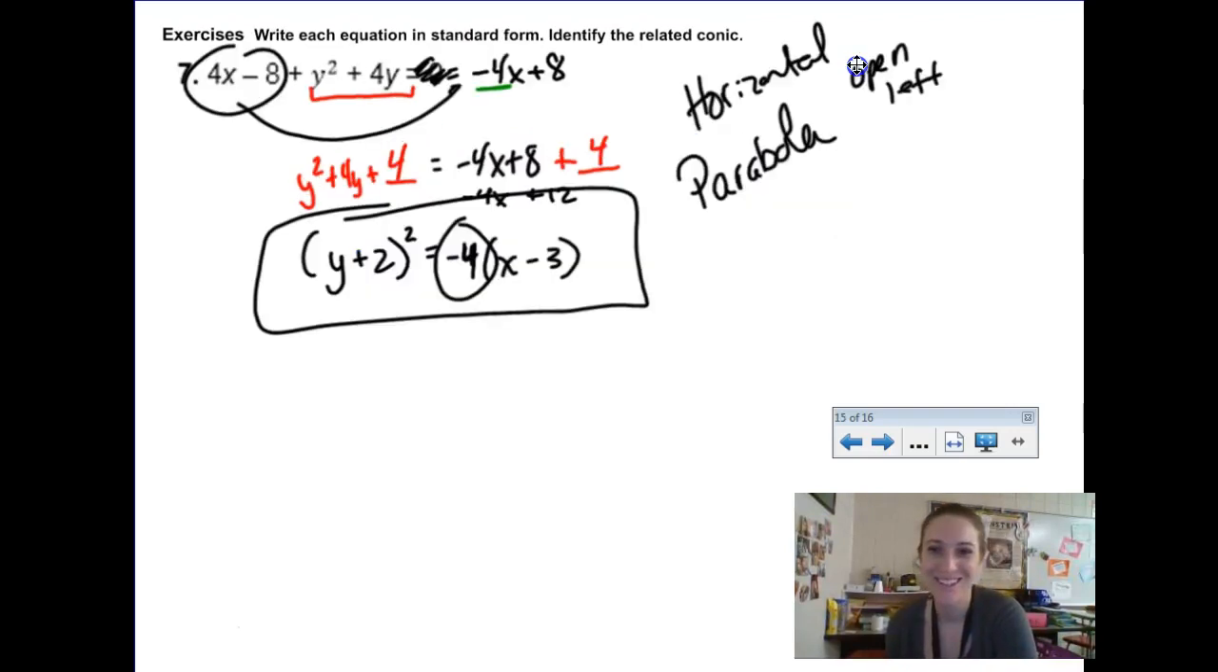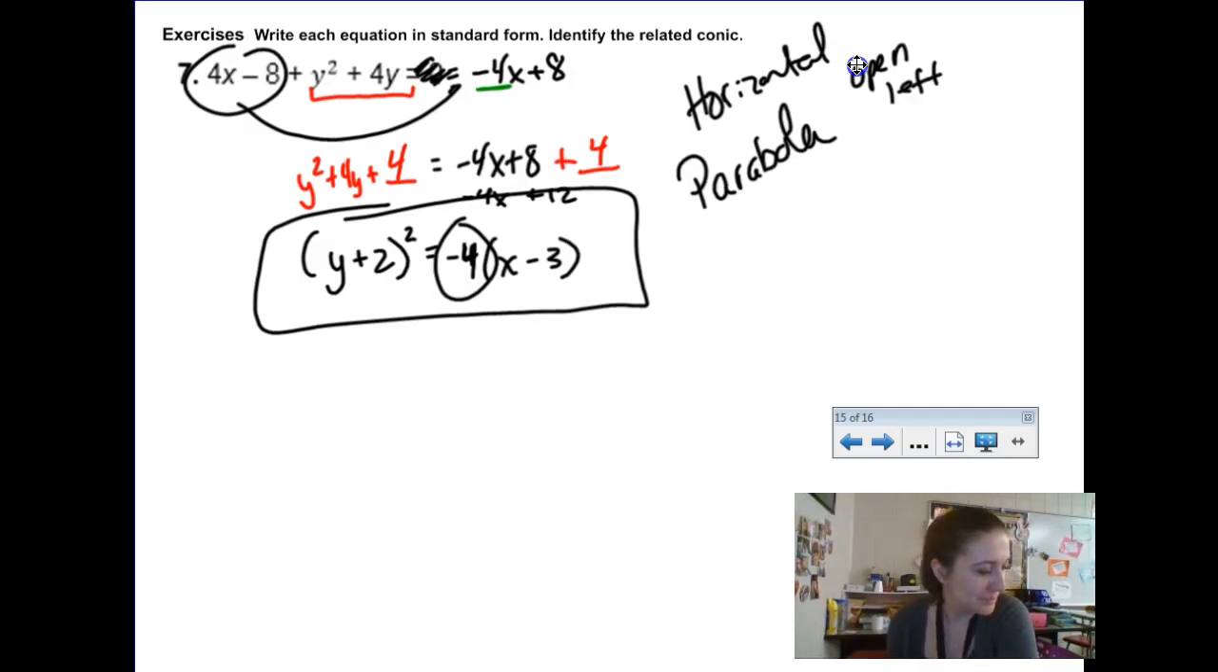There's 2 more questions. Let me look at them and see if we need to continue on. Oh, there's only one more question. I lied. Spoiler alert. It's an ellipse. It's a really good one, too.